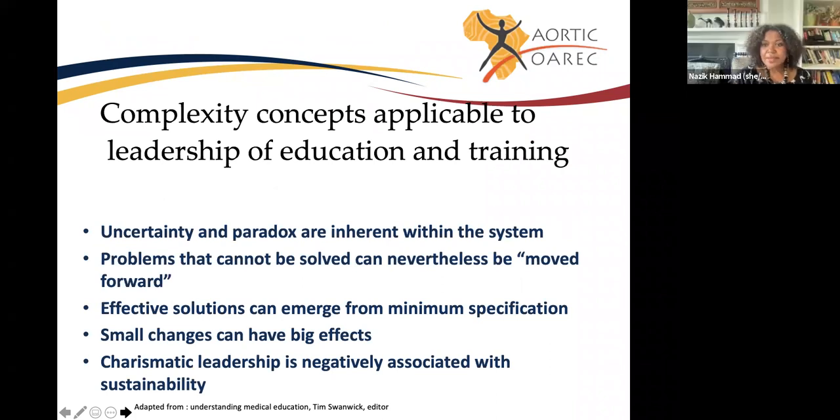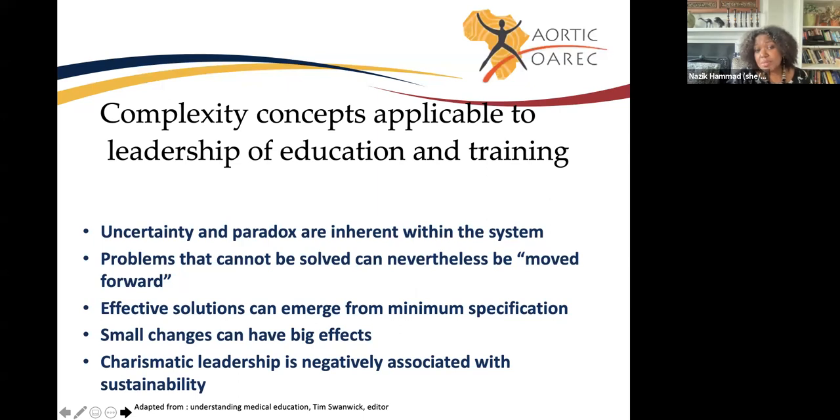And again, we know that health care systems are complex, and this complexity is very important. It's an important concept applicable for leadership in education and training. So there is uncertainty inherent in the system, again, as resources are inconsistent, standards are inconsistent, and sometimes the problems could be so overwhelming that you feel they cannot be solved. You feel helpless and hopeless.